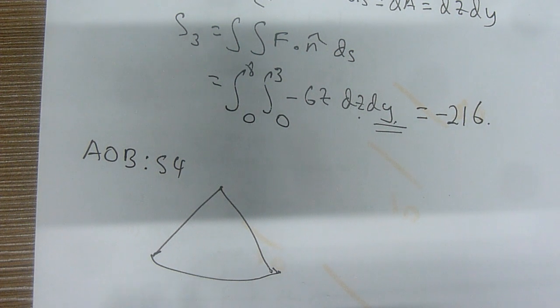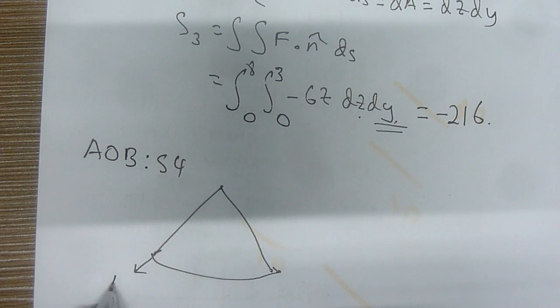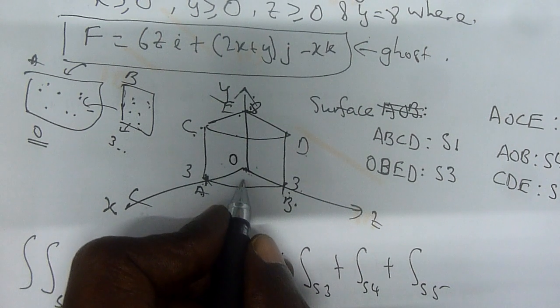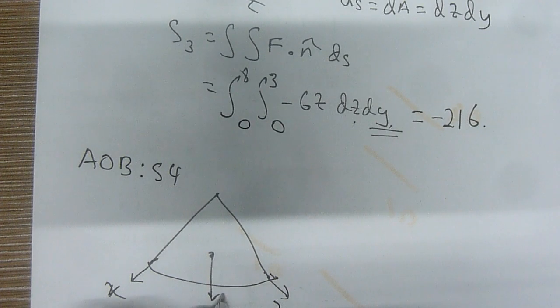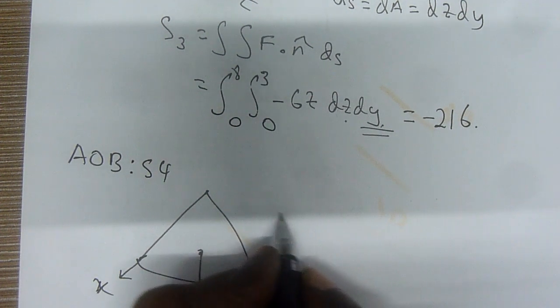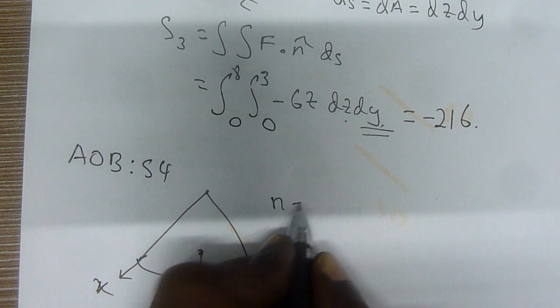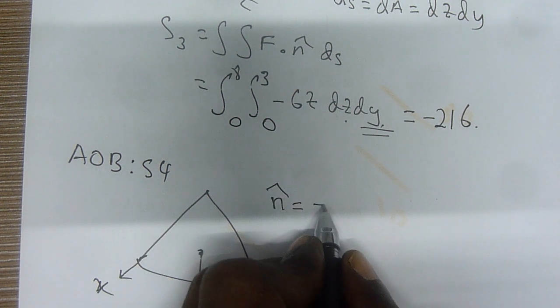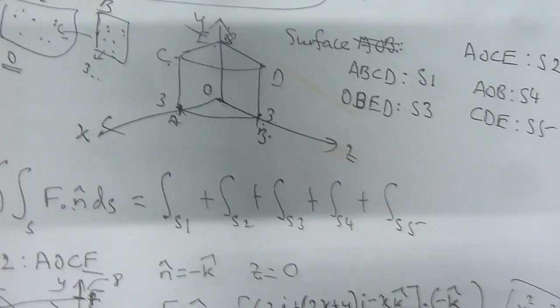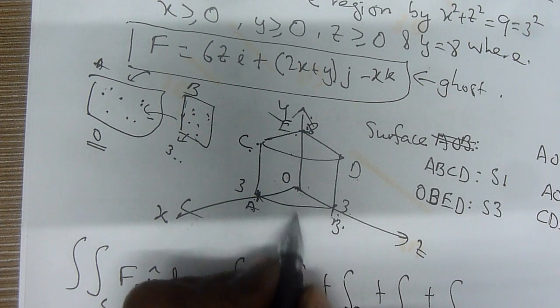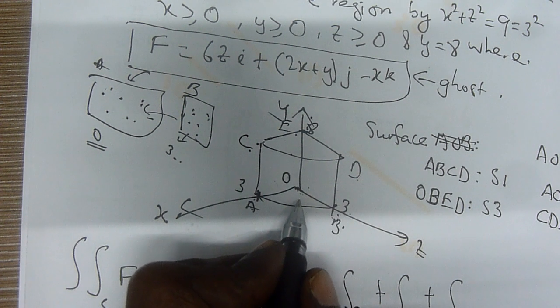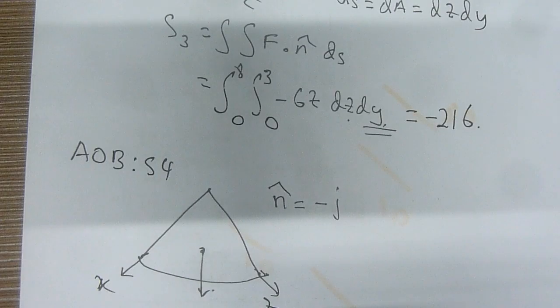Now, one important thing. So far I can understand this is X, this is Z. The arrow is pointing downwards. Can you see that? Therefore, the first information that you need to collect here: what is n? n is negative j. Again, you see y is opposite, the opposite of y, it means it's a negative. Negative j.